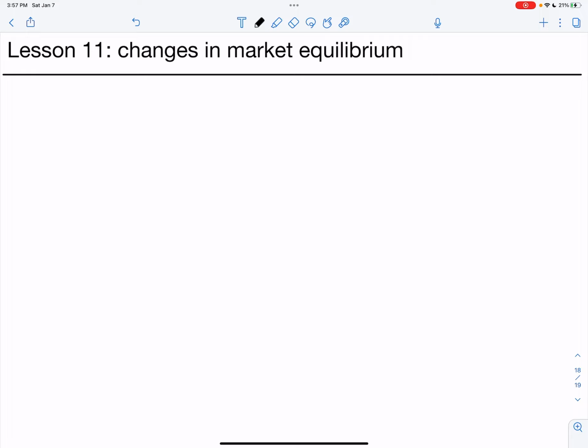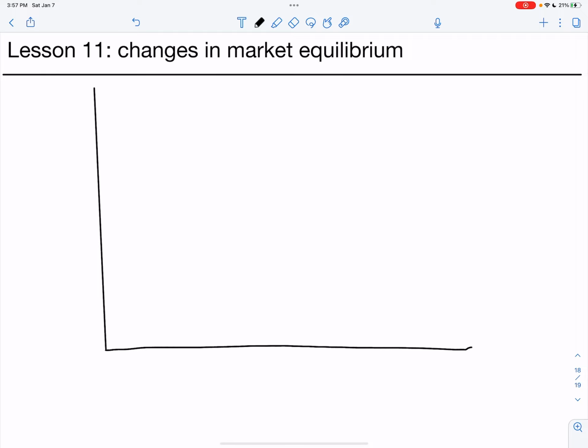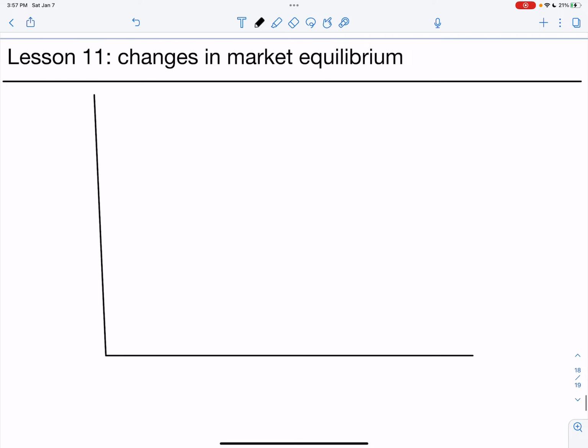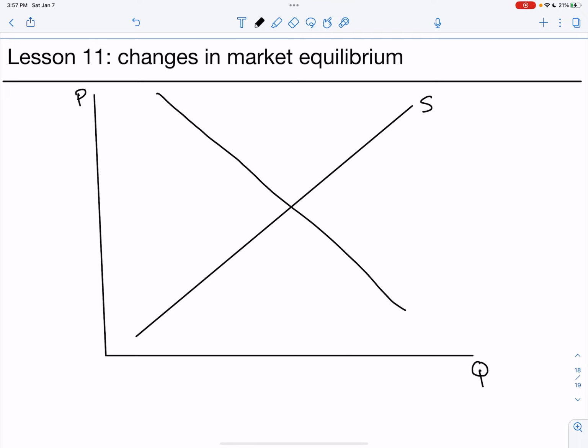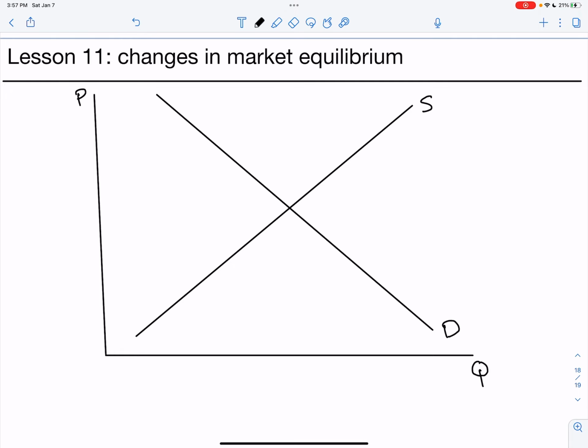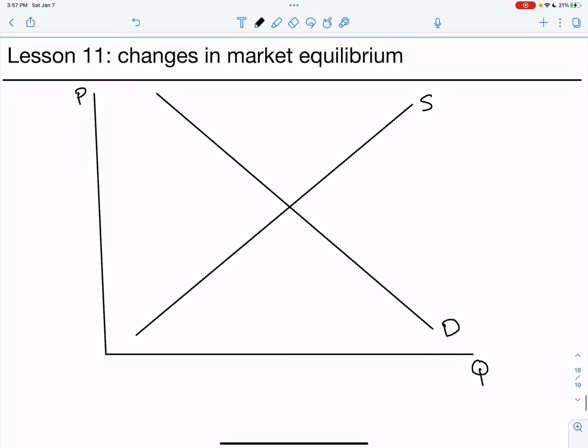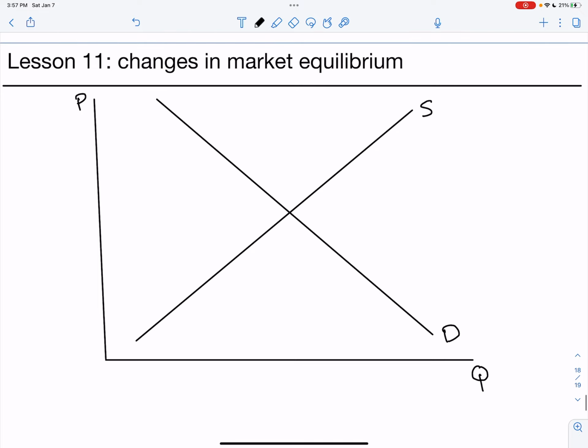All right, so let's start by drawing the graph that you will, if you're taking an intro to economics course, be seeing in your sleep: the upward sloping supply curve and our downward sloping demand curve. And let's ask ourselves the following question. What would happen to price and quantity if the demand curve shifted to the right?